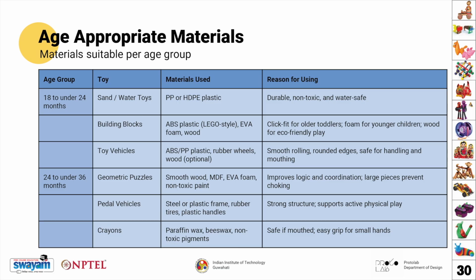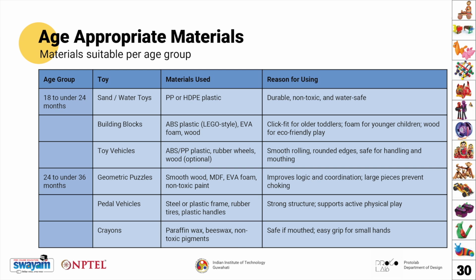These materials ensure that toys are soothing, rolling, durable, and designed with rounded edges, making them safe for handling and occasional mouthing. Moving to the 24 to under 36 months age group, toys begin to support cognitive development, active play, and creativity. For example, geometric puzzles are often made from smooth wood, MDF, or EVA foam with non toxic paints.